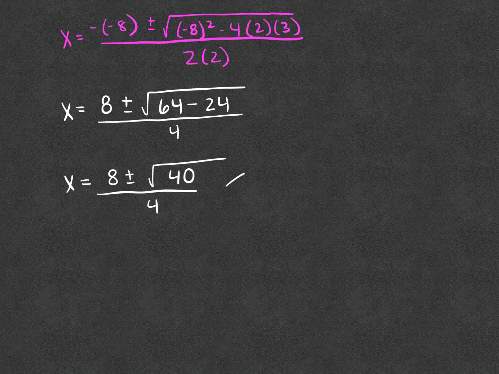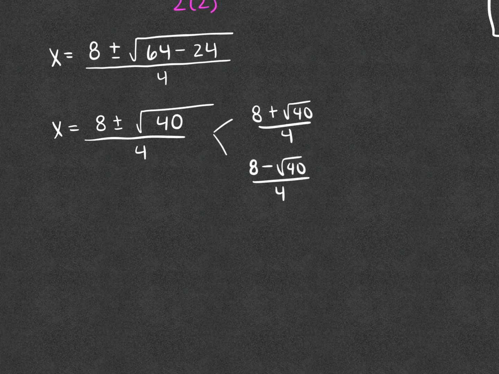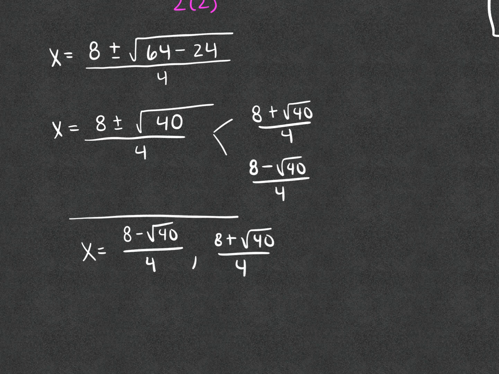So again, we're just going to split this into our two answers. We have 8 plus the square root of 40 over 4, and 8 minus the square root of 40 over 4. And those would be our two answers. We're not doing anything else. So we get x equals 8 minus root 40 over 4, and 8 plus root 40 over 4. Okay. You could put it in your calculator to get decimals, but we're just going to leave it like this.